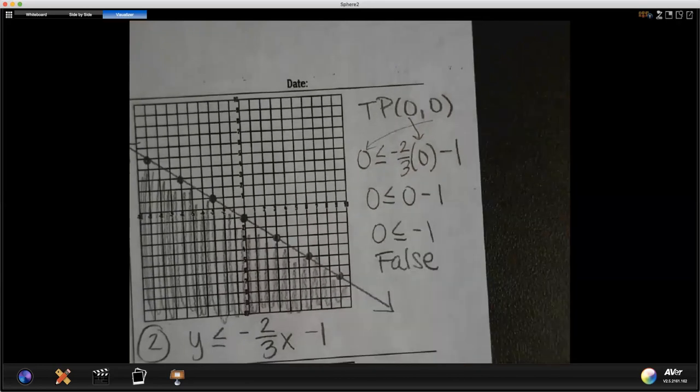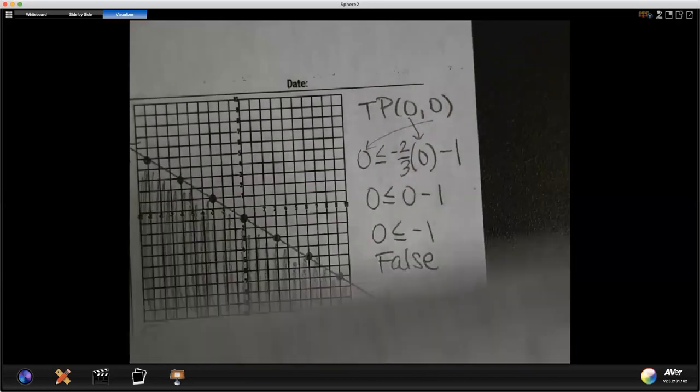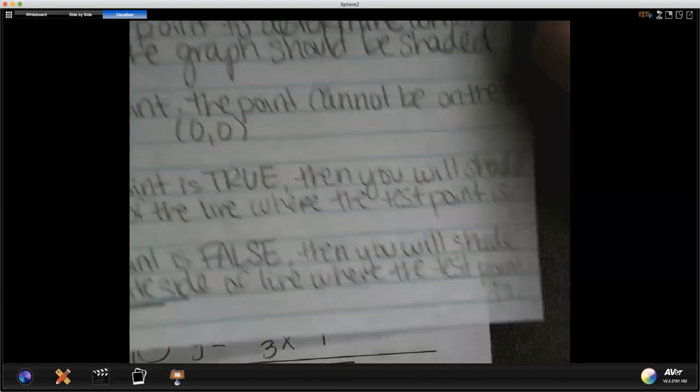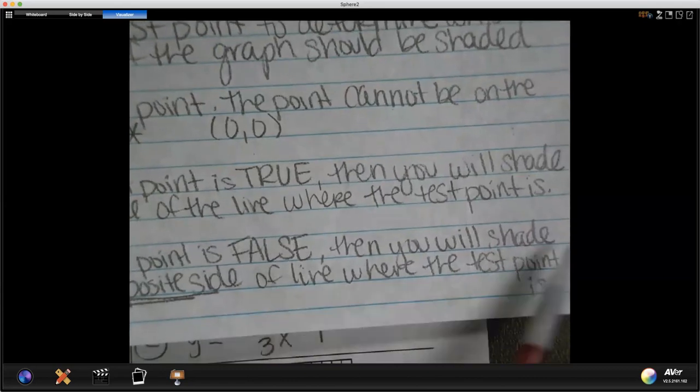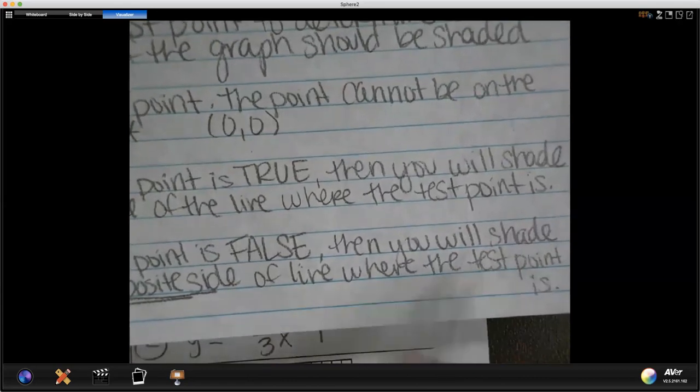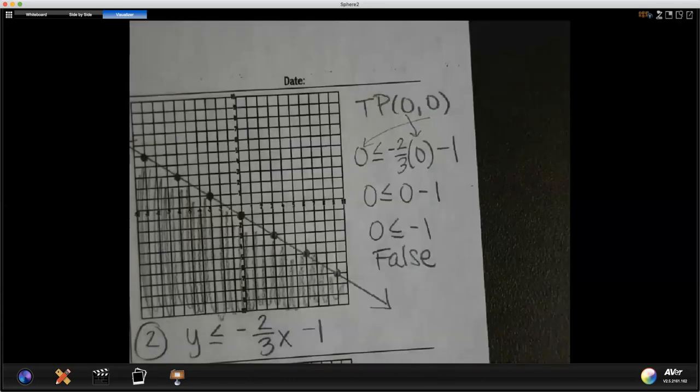Just to clarify what we did there, on step 3, which is very zoomed in so it's hard to see right now, remember, if it's false, you shade on the opposite side of the test point. Now, for some people the opposite side confuses them, so some people will just pick a different point to make sure it is true on the other side, and that's fine, but you don't have to do that. Just know that if you have a true statement, you shade where that point is. If it's false, you shade on the opposite side. Does that make sense?